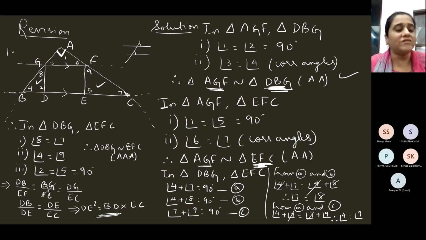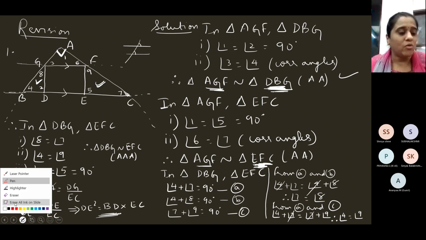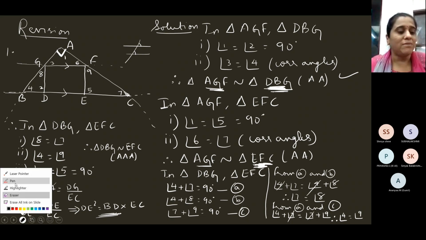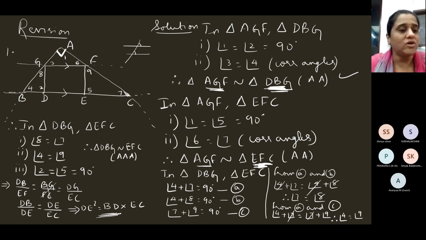But what if they ask you to prove only this result? Then you should do this. You can see the numbers marked there. What you should do is mark all the angles in the 2 triangles. So 2, 4, 8, 5, 7, 9. We have to prove that these 2 triangles are similar, so mark off all the 3 angles: 2, 4, and 8, 5, 7, 9.